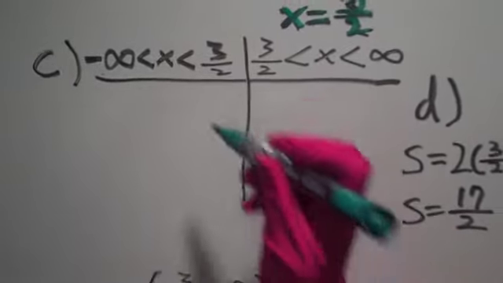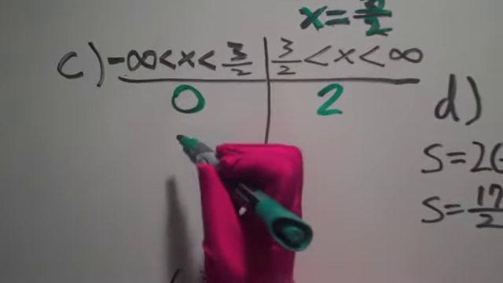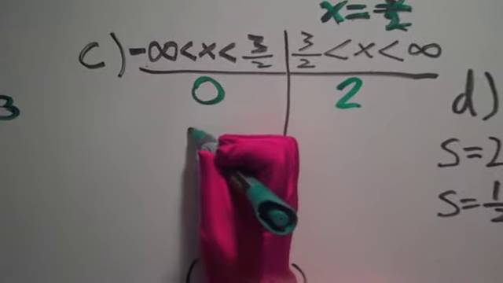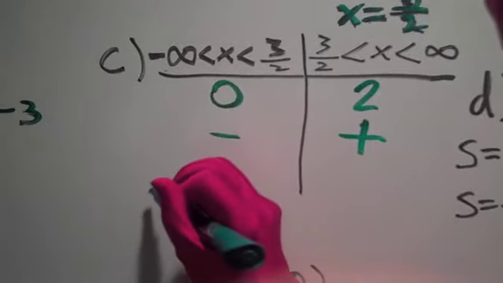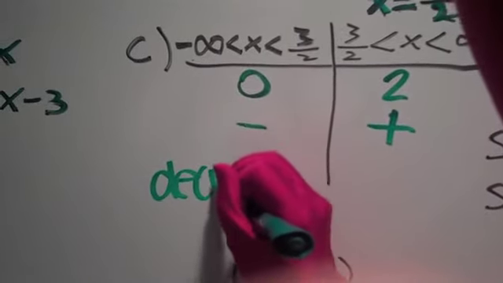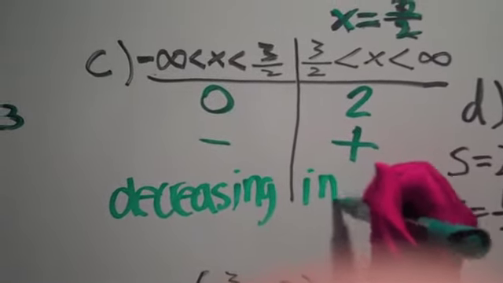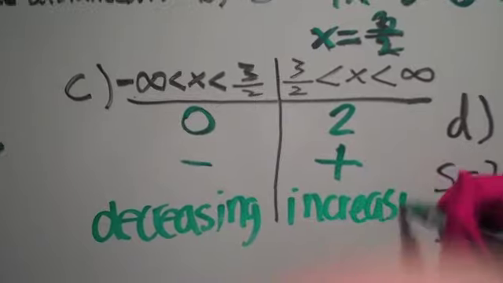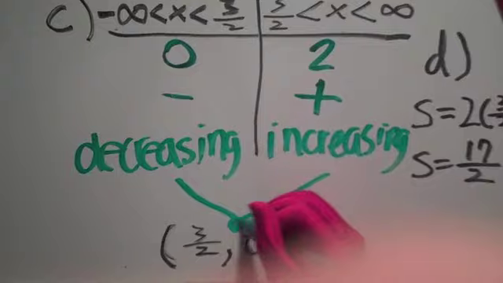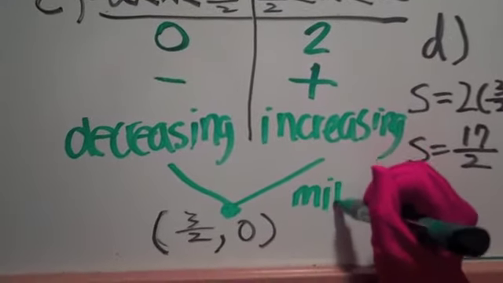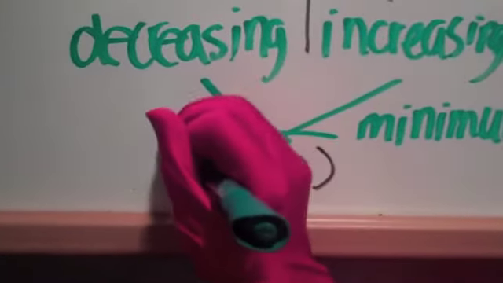Let's plug in the numbers 0 and 2. Plugging these values into the derivative equation yields negative and positive signs, which mean that in the first interval we are decreasing in slope, and in the second interval we are increasing. This proves that our critical point is a minimum, which means our final point is 3 halves, 0.